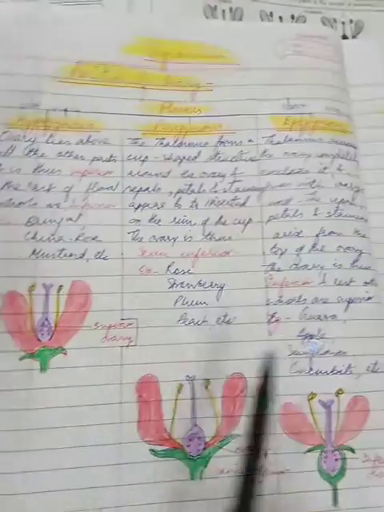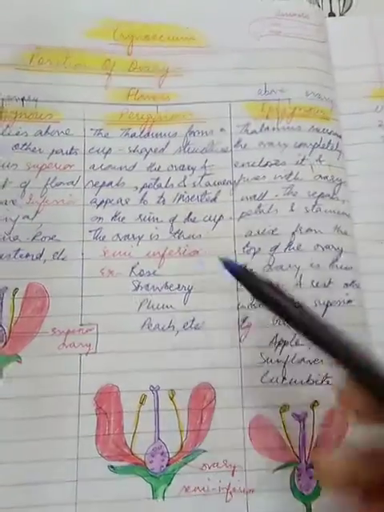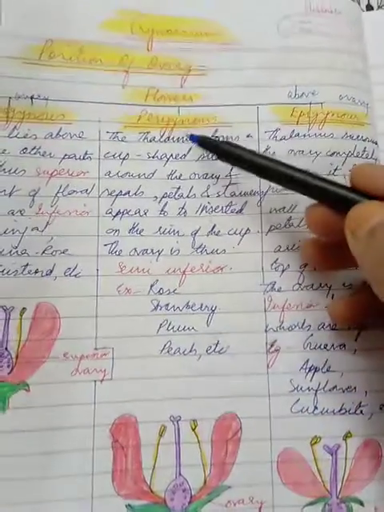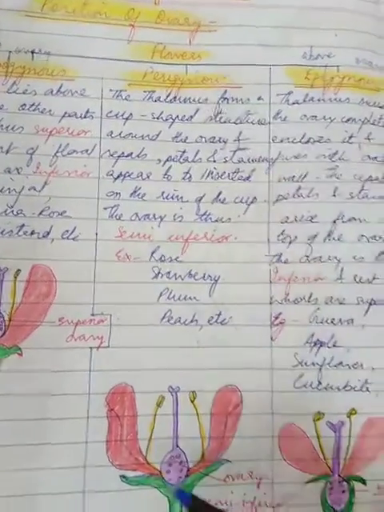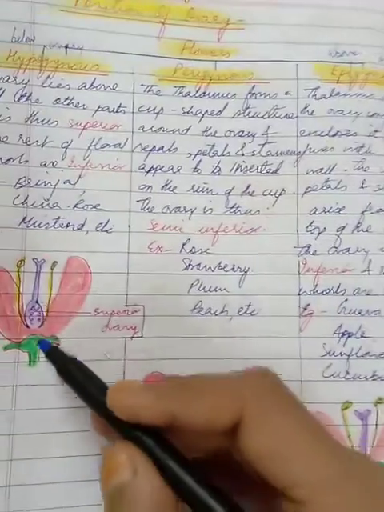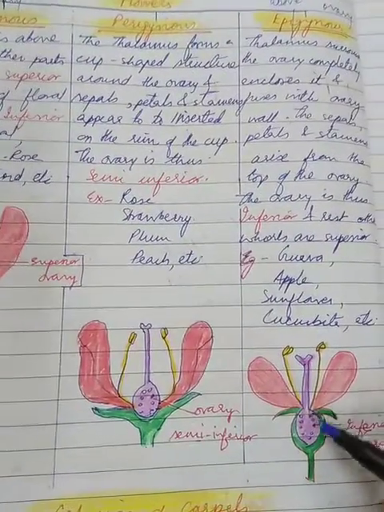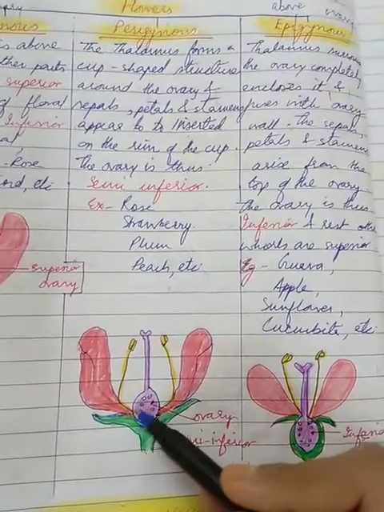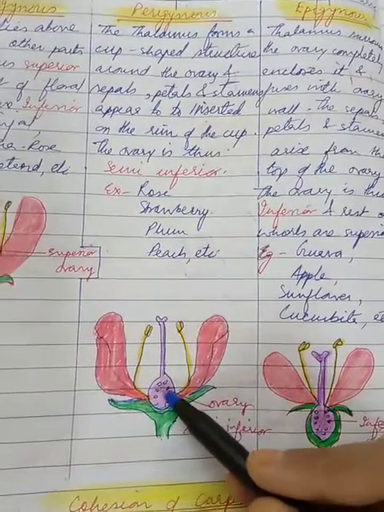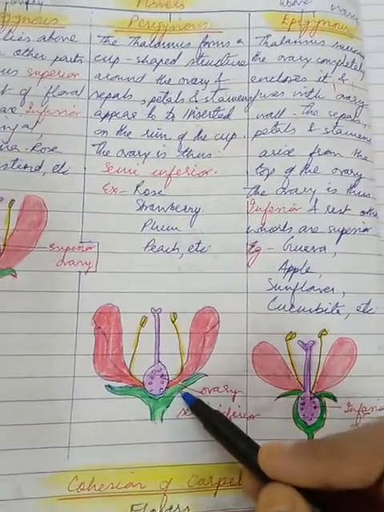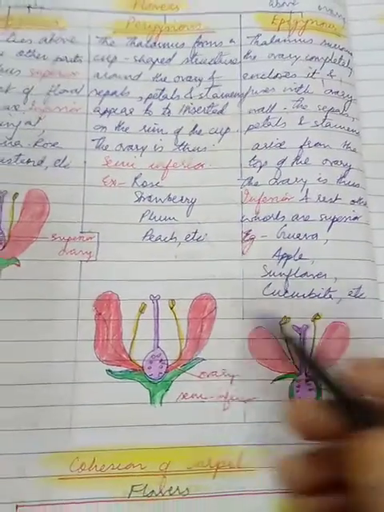Hypogynous flower. This is epigynous flower, but this one is called perigynous. Peri means just halfway. So here the ovary was almost at the top, here almost totally at the bottom, and here it is just halfway. Half is above and half is below, right? So that is why we say semi-inferior.